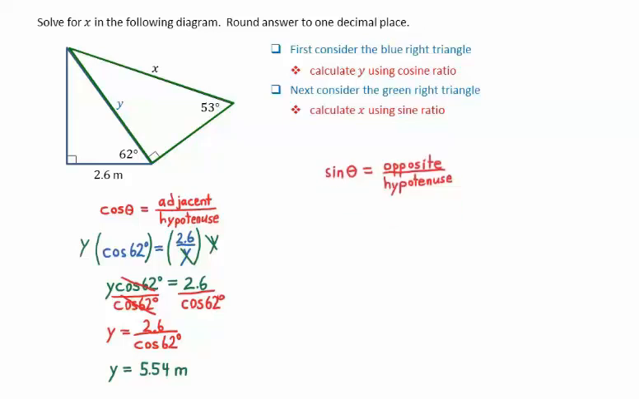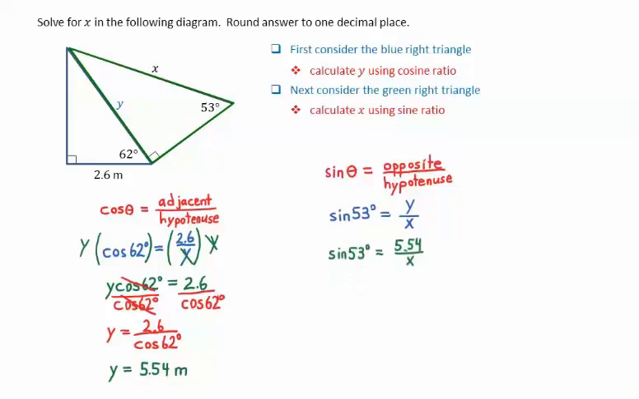Then looking at the green triangle. Sine of an angle is equal to the opposite side divided by the hypotenuse. In this case, looking at the 53-degree angle in the green triangle, y, which we have just calculated, is the opposite side of this triangle, and x is the hypotenuse. We can then say sine 53 degrees equals y over x.